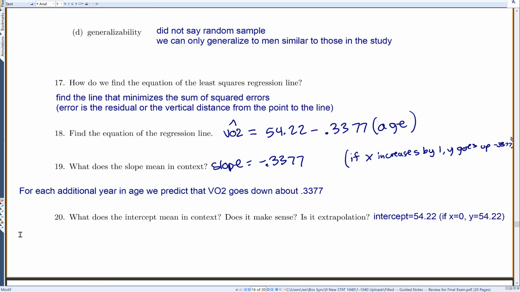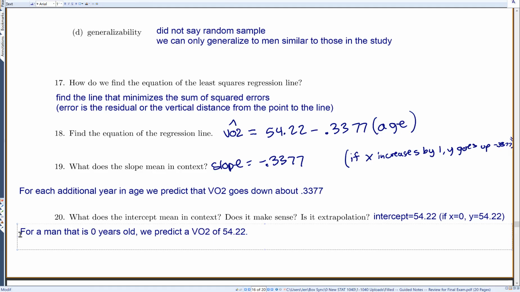Well, let's think about it. So what would that actually mean? That would mean for a man that is 0 years old, we predict a VO2 of 54.22. Okay, I would say this probably does not make sense. For one thing, that wouldn't be a man, that would be a baby.